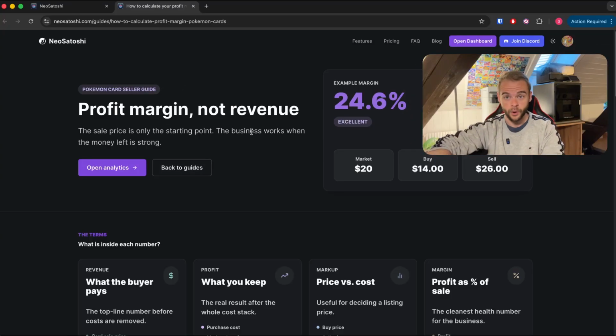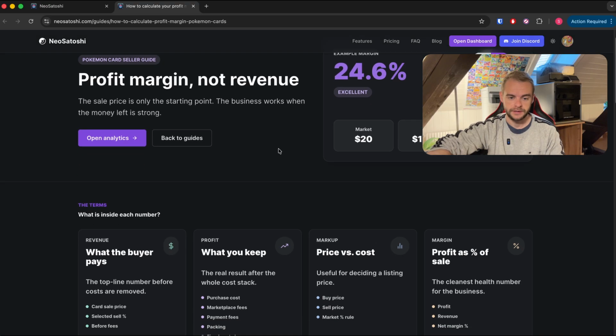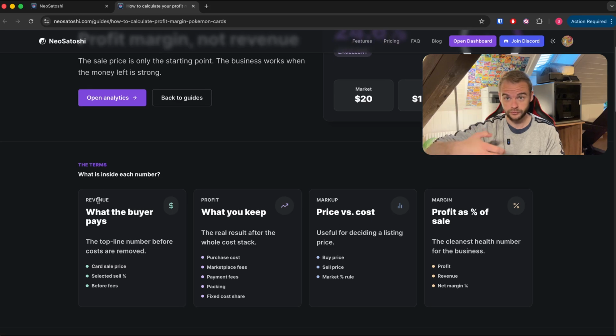Okay, first, how can you calculate your profit margin and which numbers do you need to know for it? So the first thing is that you need to know your revenue. So how much you get from your card sales. For example, you do a card sale, then you get a specific amount plus shipping, depending on where you sell. And if you include it, then this is your revenue.